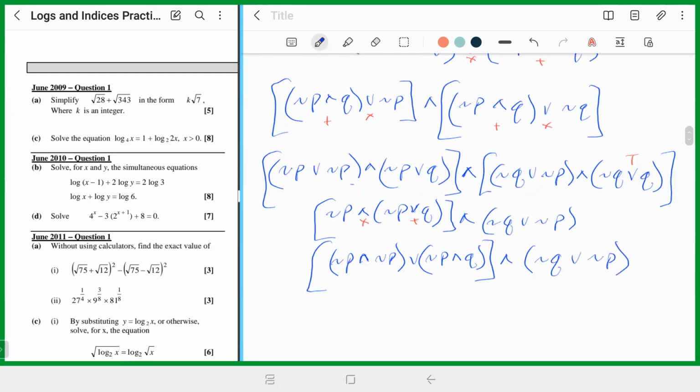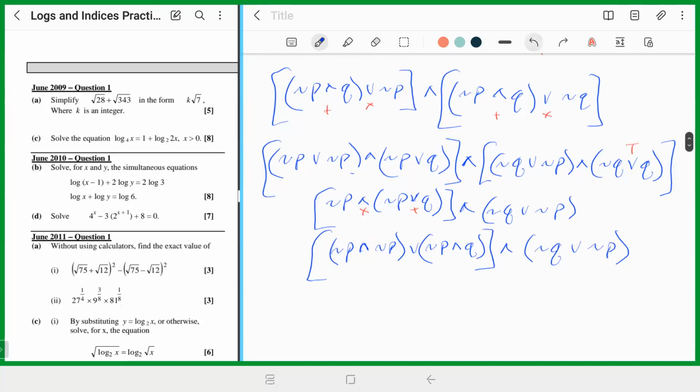Now, what is this? That is just not P. We're back to the same place. I'm going to get back what I had before, which is not P. All I did a while ago was go from this to this and then go back by expanding. But not P and not P.